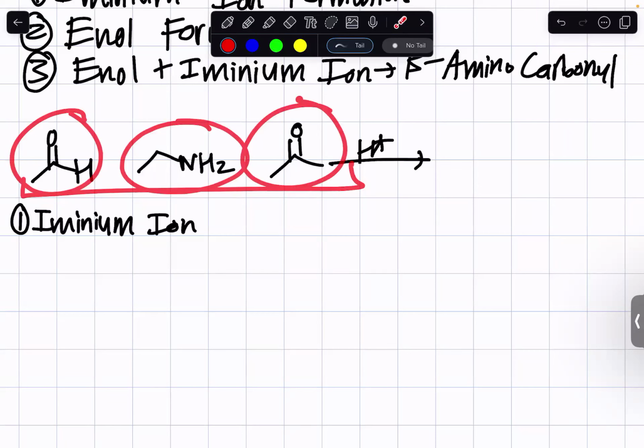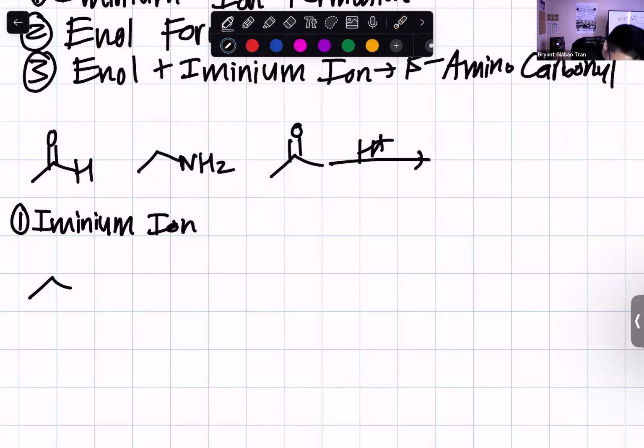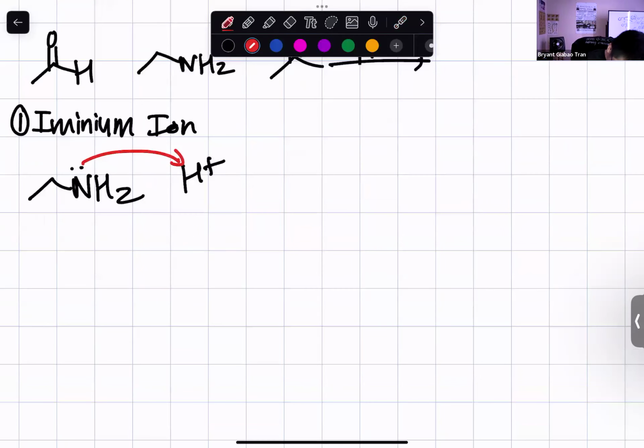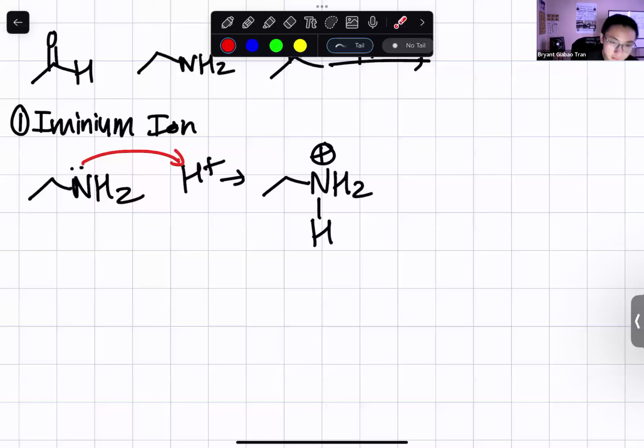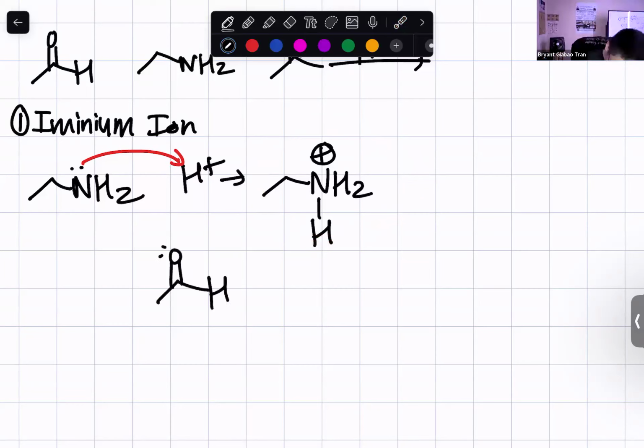Would it be the amine? Yep, it would be the amine, the NH2, because the nitrogen here is a better base than the oxygen since it's less electronegative. So the amine is going to get protonated by the acidic conditions to give us this positive charge proton source now. And this proton source is going to protonate the more reactive carbonyl oxygen to give me this activated carbonyl.